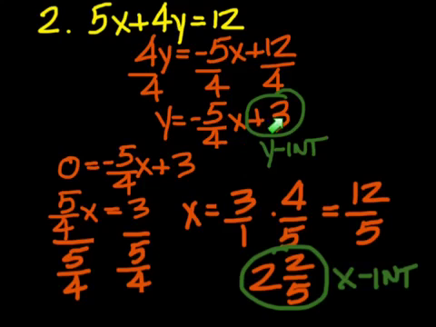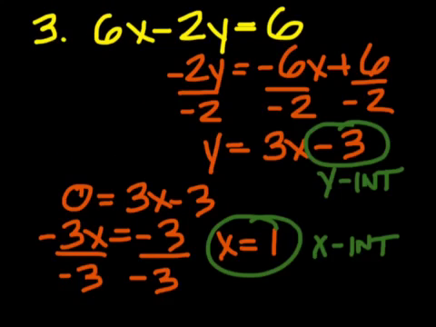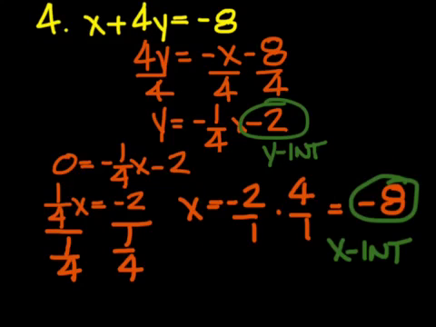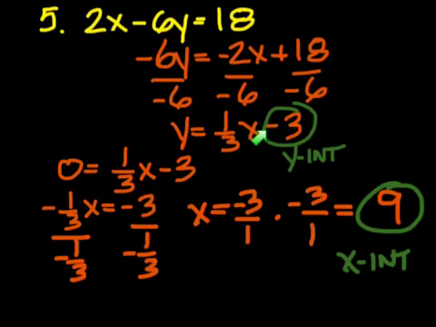For number 2, you should have the y-intercept as 3 and the x-intercept as 2 2/5. For number 3, the y-intercept is -3 and the x-intercept is 1. On number 4, it's -2 for the y-intercept, -8 for the x-intercept. Number 5 is -3 for the y-intercept and 9 for the x-intercept.